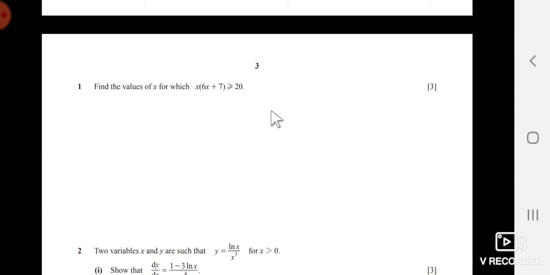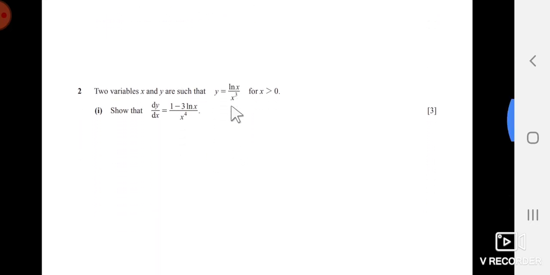and then roughly sketch this and see which part of this curve, of this parabola, is greater than 0, meaning above the x-axis. Those set of values would be the answer for this. Okay, now I'm moving forward to the next question.